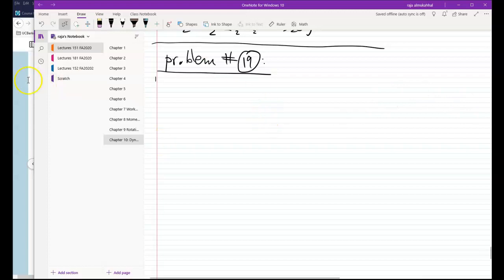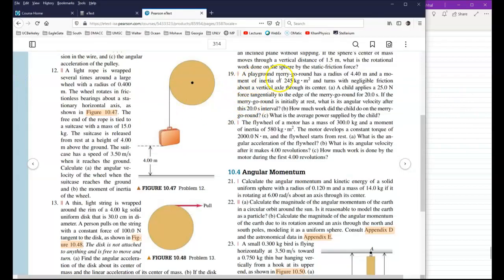Okay, it says a playground merry-go-round has a radius of 4.4 meters and a moment of inertia of 245 kilogram meters squared and turns with negligible friction about a vertical axis through its center. A child applies a 25 Newton force tangentially to the edge of the merry-go-round for 20 seconds. If the merry-go-round is initially at rest, what is the angular velocity after the 20-second interval?